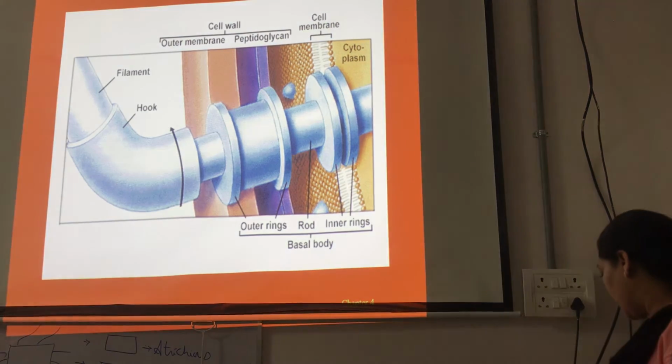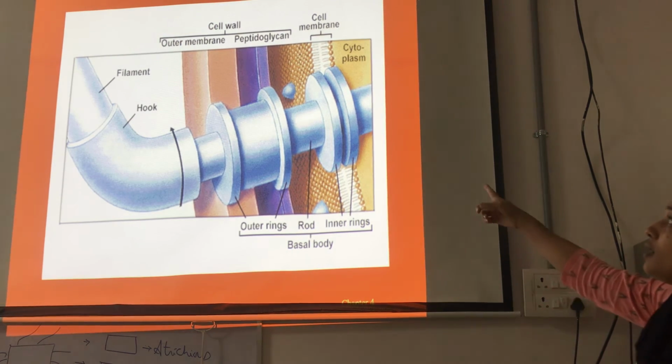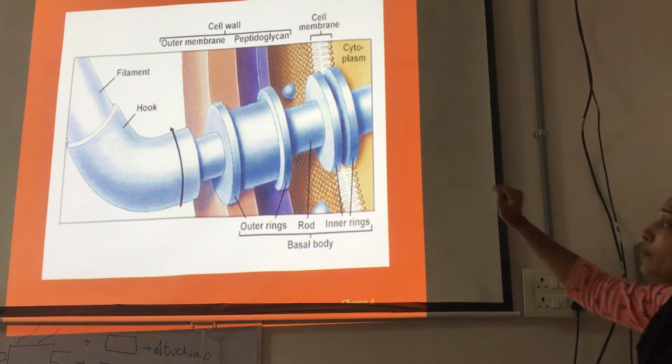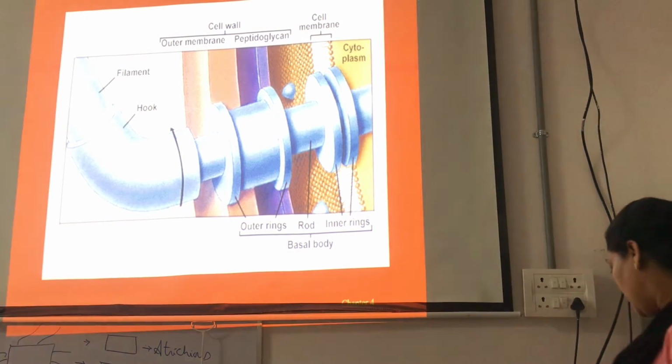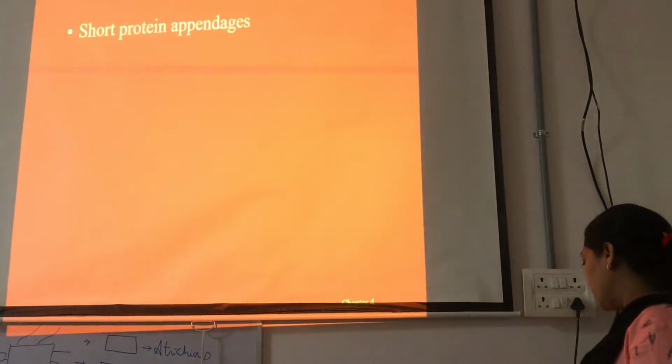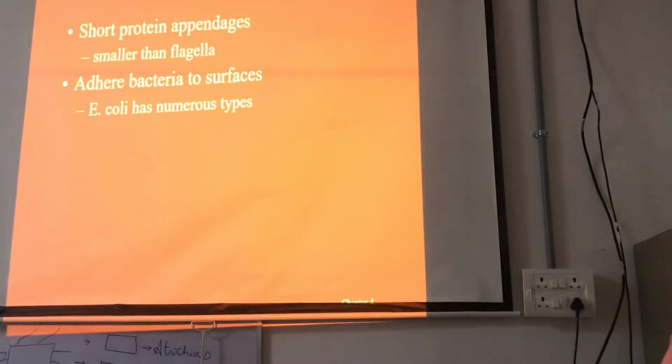So this is how you can see it. See there how many rings are in the outer membrane peptidoglycan layer, and how many rings are in the cell wall membrane. Total 4 rings will be there, right? And when you see, the next one is pili, right? Pili is the next structure, right?